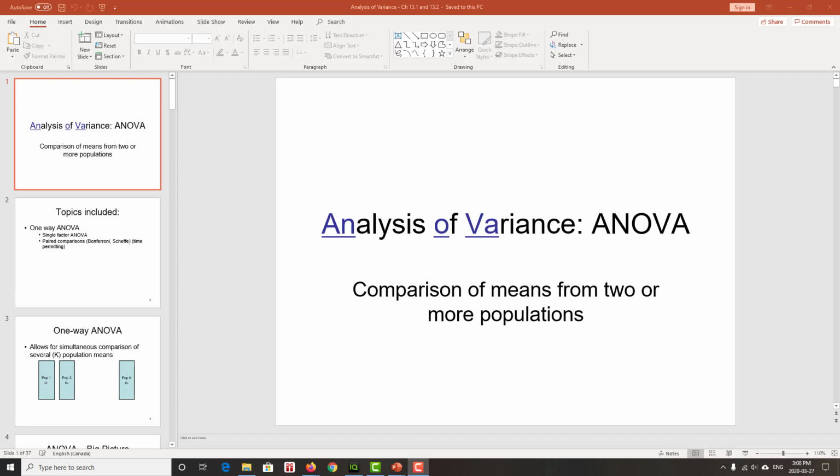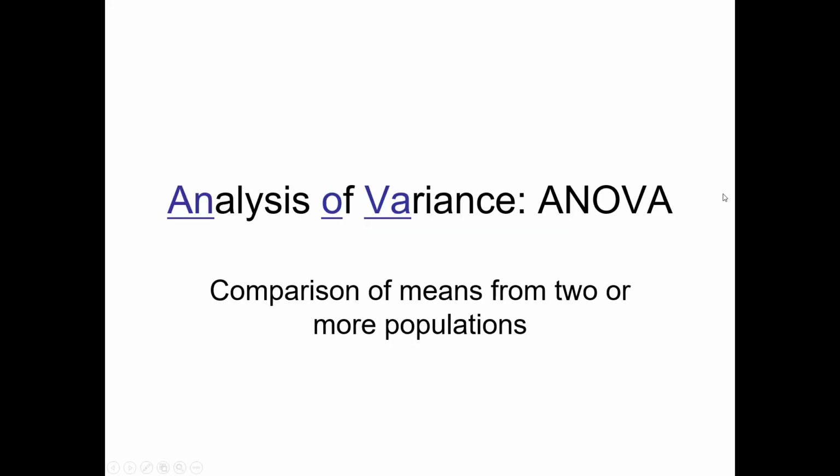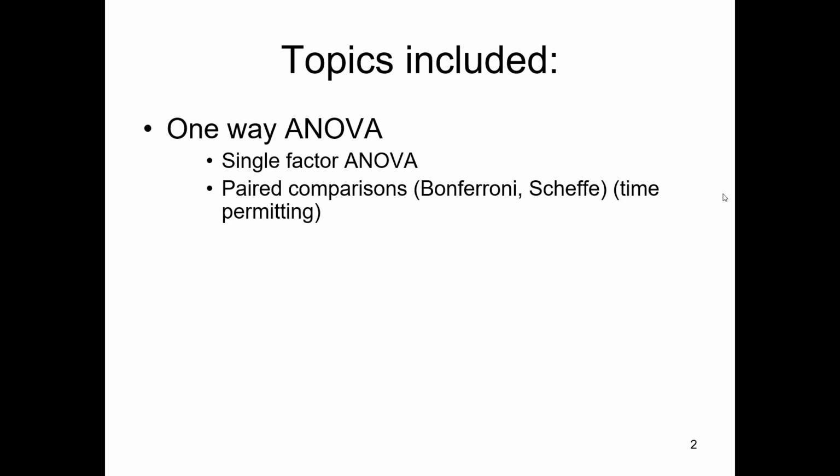Analysis of variance, aka ANOVA. Oh yeah, that's where we want to compare means from two or more populations. So in your Management Science 103, in the very beginning of Management Science 312, we compared means to a certain value. We didn't do so much with the means to each other. Now we fix that problem. So now analysis of variance: comparison of means from two or more populations.